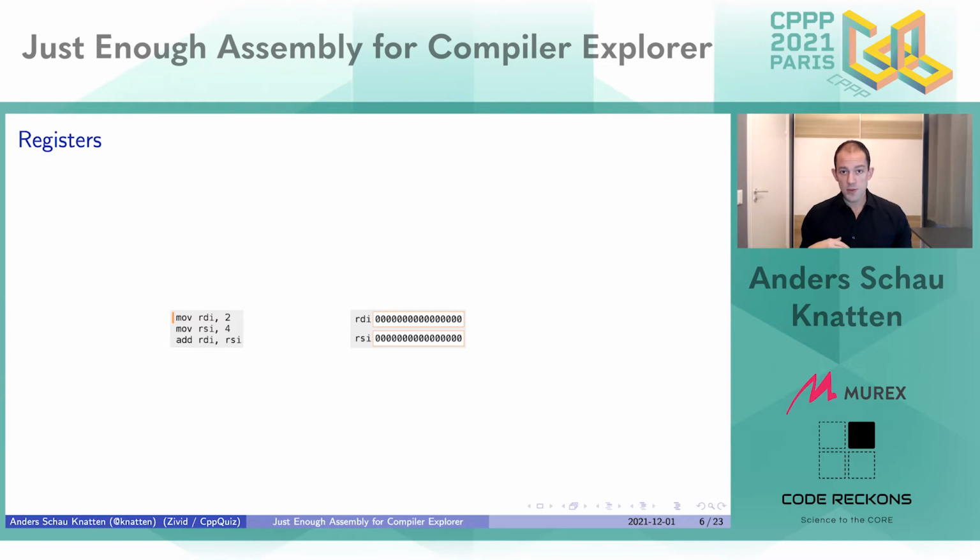And there are 2 different flavors of assembly that are popular. Intel assembly is the one I'm using here. It's the default on Compiler Explorer, and yeah, the most popular one these days, it seems. So move RDI, 2 means take the value 2 and put it into the RDI register. If we execute that line, we get the value 2 over here in RDI. Then we can move RSI, 4. So we're going to take the value 4 and put that into RSI. Then we have our 4 over here.